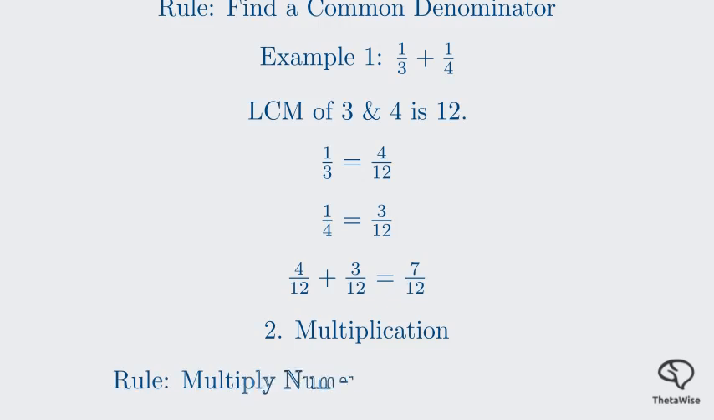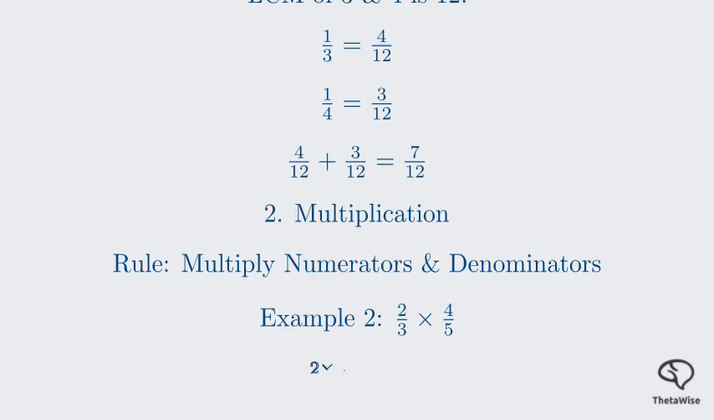For multiplication, the rule is much simpler. You just multiply the numerators together and the denominators together. Let's multiply 2 over 3 by 4 over 5. We multiply 2 by 4 to get 8, and 3 by 5 to get 15. The result is 8 over 15.